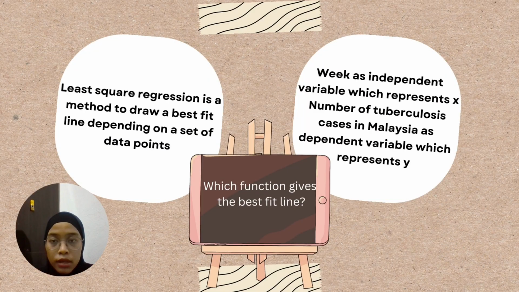As a conclusion, least square regression is a method to draw a best fit line depending on a set of data points. Regarding the data collected, we choose year as the independent variable which represents x, and the number of tuberculosis cases in Asia as the dependent variable which represents y. A single curve that represents the trend of the data. In this project, we apply 3 approaches. The approaches we used are the linear function, the polynomial function, and lastly the exponential function.